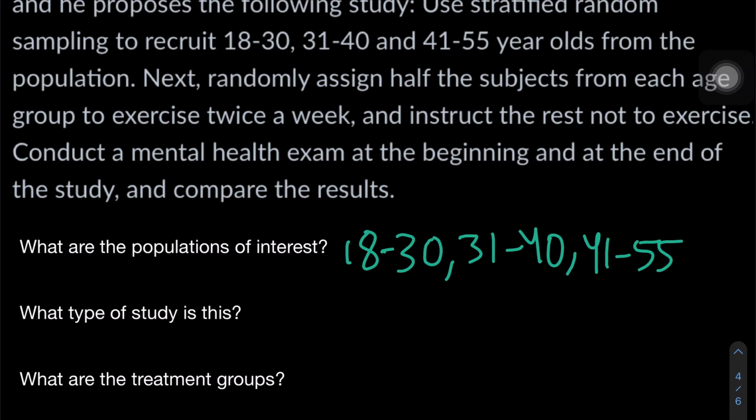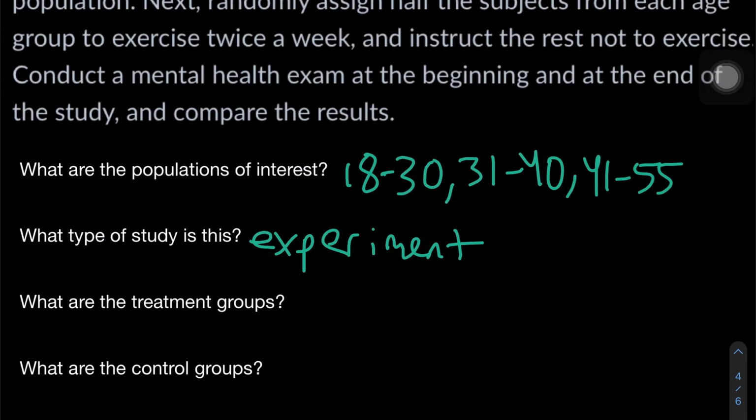Okay, so the next one is, what type of study is this? And obviously you can see the definition that we went over. This is an observational study. Oh no, wait, I'm sorry. This is an experiment. This is an experiment because we are picking 3 groups and then we are assigning them ourselves. So we're the ones doing the testing, so that's an experiment. The treatment groups are the ones who are getting the treatment that we're assigning. So that would be the groups that exercise twice a week.